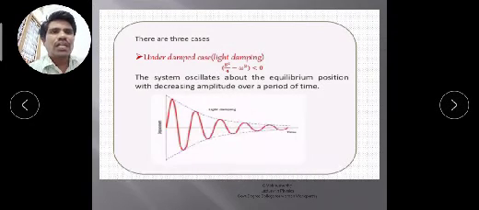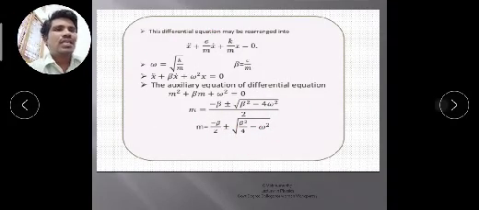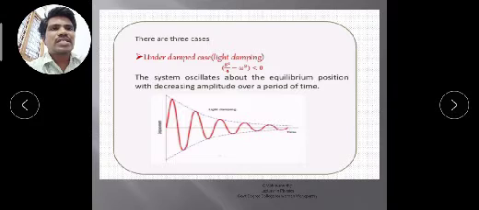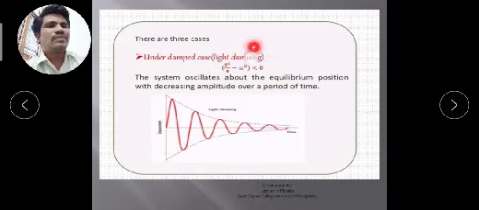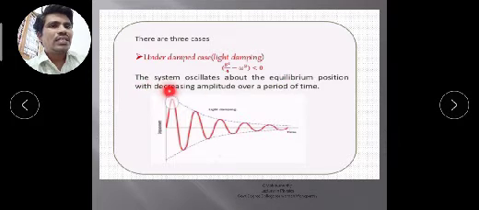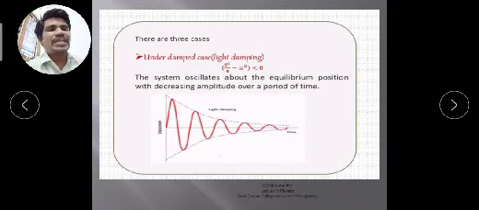Now there are three cases for this. The first case is beta square by 4 minus omega square less than or equal to 0. The system oscillates about the equilibrium position with decreasing amplitude over a period of time. So if the period of time increases, then the amplitude decreases like this.